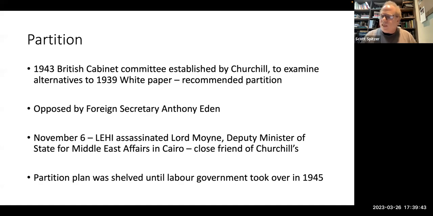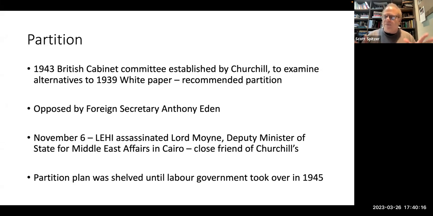Eden is just opposed to this whole idea, right? The War Cabinet was almost ready to approve a partition plan as an official British policy after the war. And Weizmann and Ben Gurion are both aware of this. The white paper had been suspended by Churchill, not officially, but they weren't implementing it.